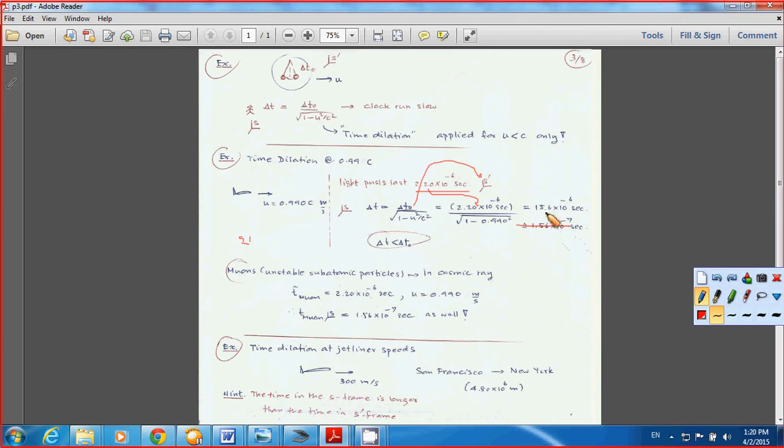It becomes 15.6 times 10 to the negative 6, and you compare to 2.2 times 10 to the negative 6, and you know that this one becomes a bigger number. So this one, I did something wrong here. You see that the time on the S frame is going to be greater than the time on the S prime frame, correct?